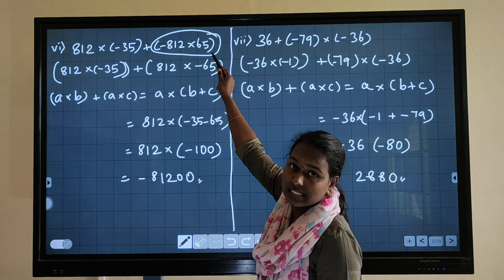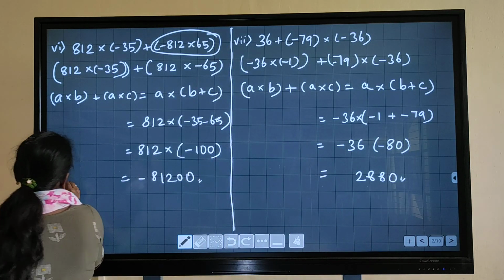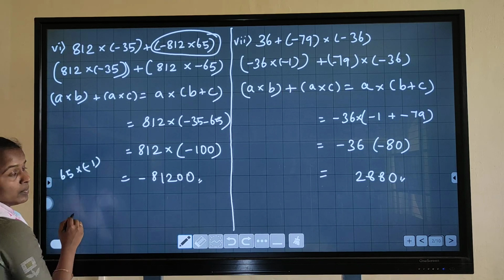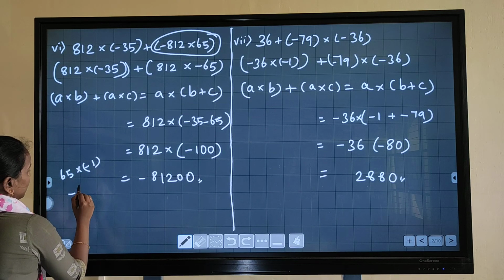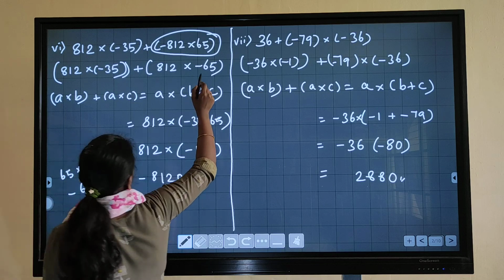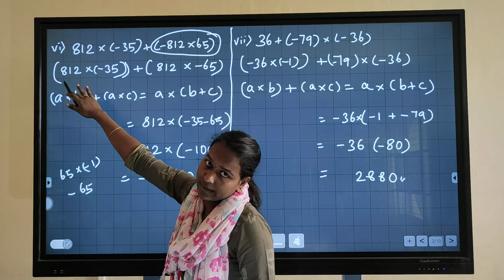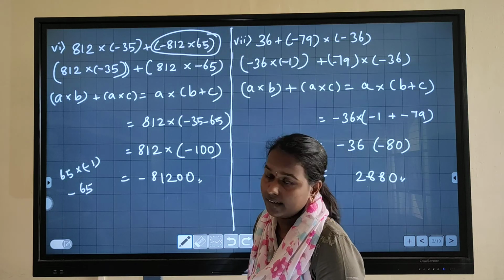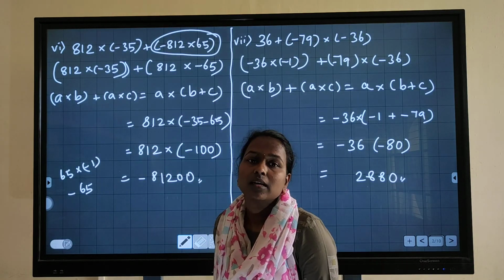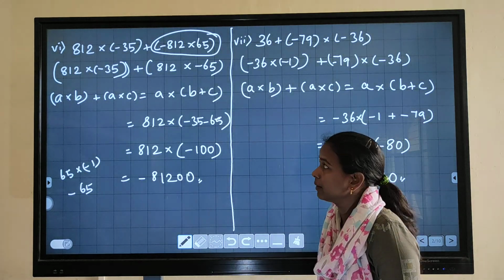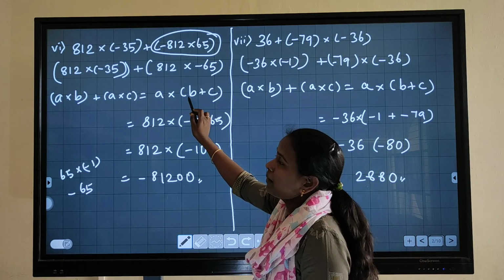If I multiply plus 65 by minus 1, it will become minus 65. So here I am writing minus 65. See, now here the value is 812, and here also the value is 812. So now I am applying the distributive property. What is the distributive property? A multiplied by B plus A multiplied by C equals A multiplied by (B plus C).